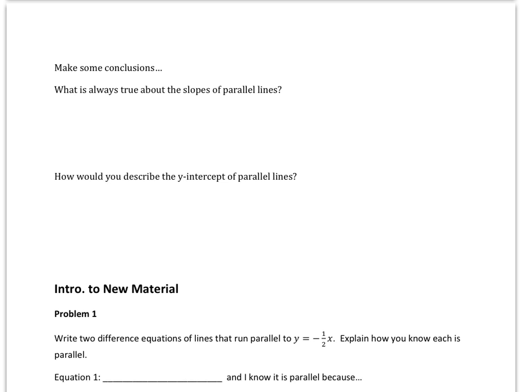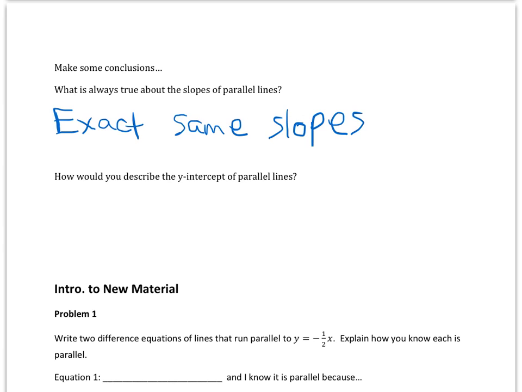Cool. Let's make some conclusions about the slopes of parallel lines. So what was true about the slopes of parallel lines? Okay, hit pause, take a second, write that in. Again, what is true about the slopes of parallel lines? Okay, you should have had something, again, this is repeat, but to make sure that you got it down, exact same slopes. Second part, how would you describe the y-intercept of parallel lines? So if you look back at the graph, think about where the lines crossed the y-axis. Was it in the same spot? And the answer is no. They have different y-intercepts.